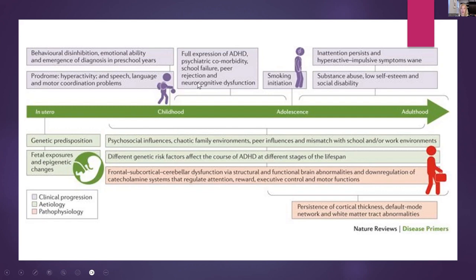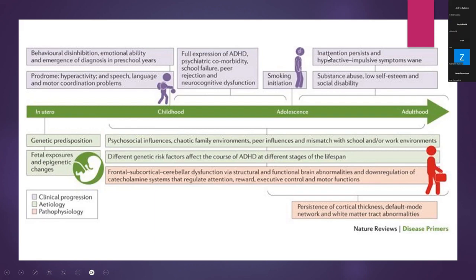And then we also see, as people with ADHD move into adolescence, a lot of comorbidity, school failure, peer rejection. Around the time of adolescence, things like smoking initiation. Number of reasons for that. One is inability to inhibit one's impulses when presented with something like that, but also some people will say it helps them sort of focus, attend. Whether or not that's true is a totally different discussion, but it can lead to other things with substances as well.